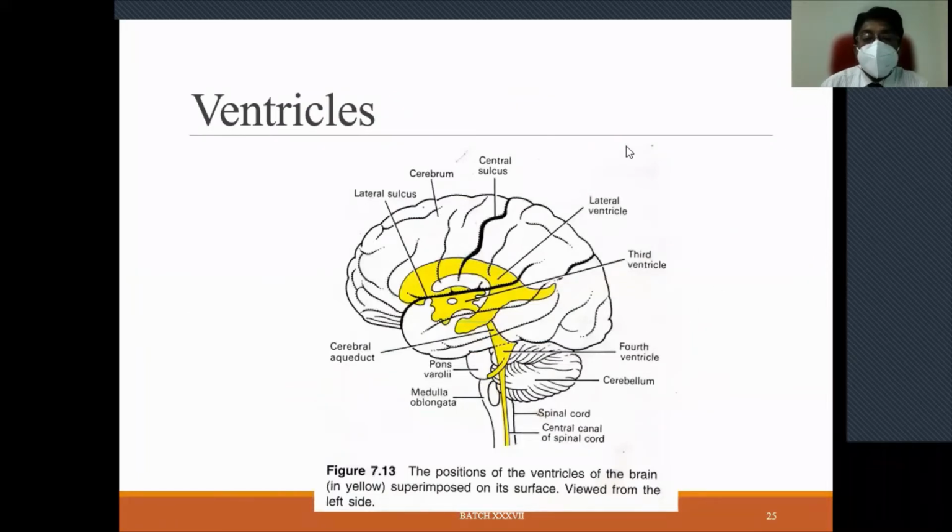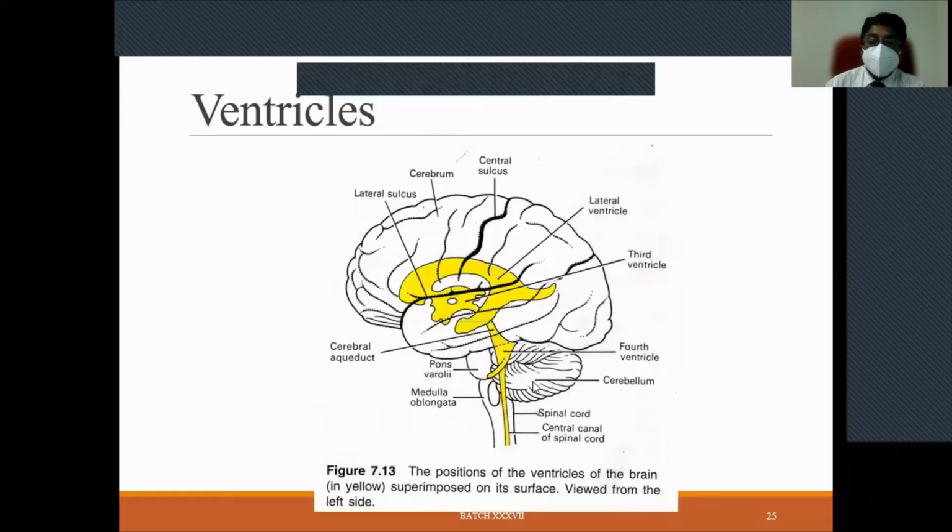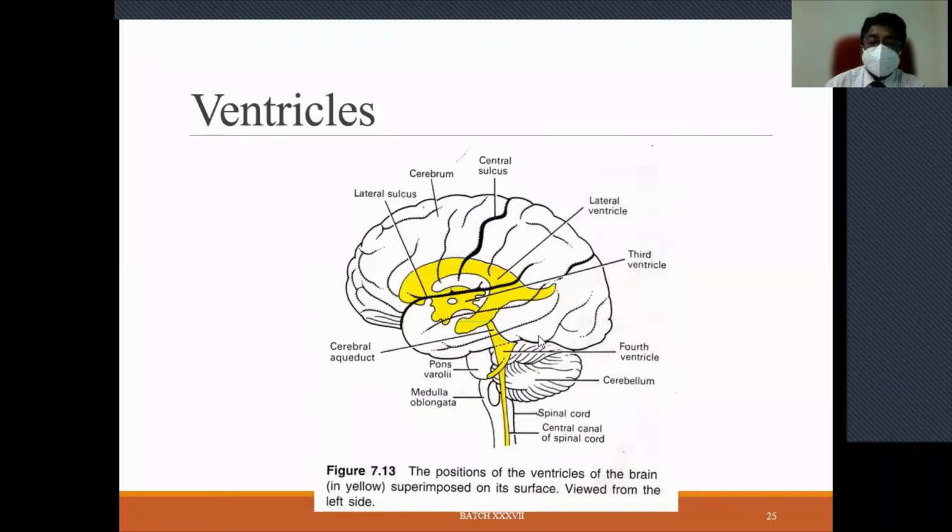So in this diagram also you can see the positions of the ventricles. The ventricles are in yellow color, which is very similar to what was shown in the previous slide. But here you can get an idea where the brain is located. As you saw in the video, this big part is the cerebrum, and behind the cerebrum is the cerebellum, and here this is the brain stem, right?